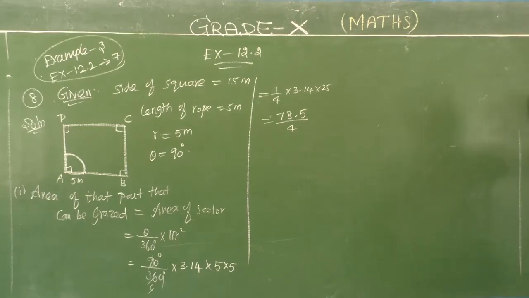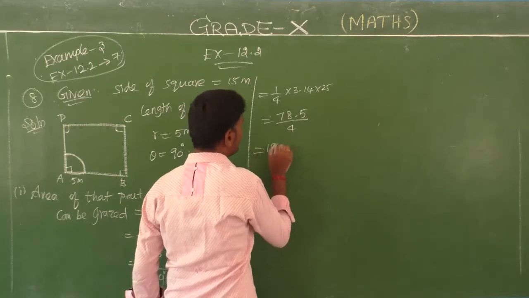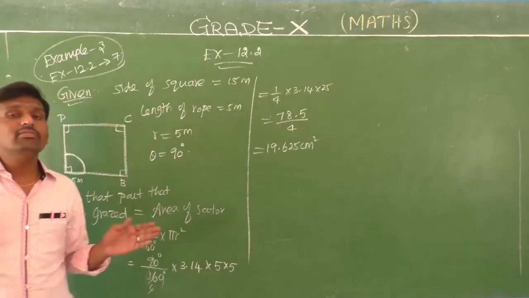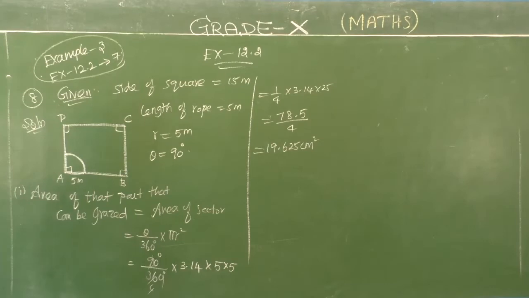78.5 divided by 4 means 1 four is 4, remainder 3, 38. 9 fours are 36, remainder 2. So for the decimal, if you are going to take like this, 25. So 6 fours are 24, remainder 1, put 10. So 2 fours are 8 and remainder 2, again put 0 to get 20. So 5 fours are 20. So that is 19.625 centimeter square, when the length of rope is 5 meter. That area can be grazed.